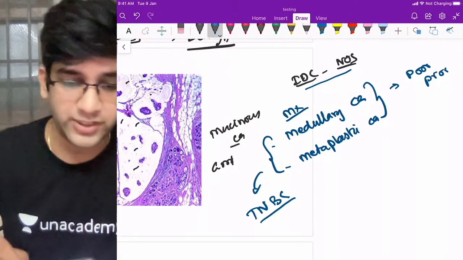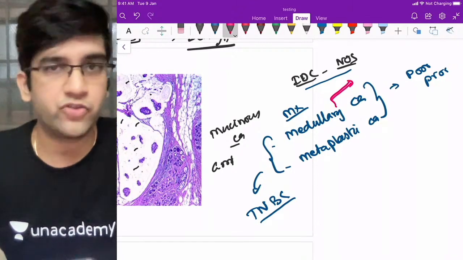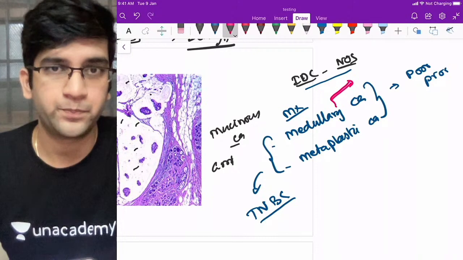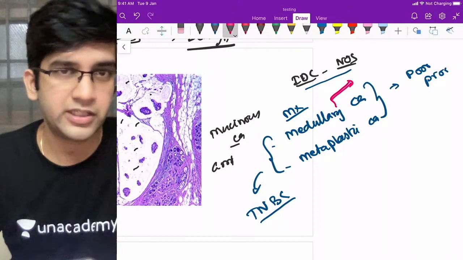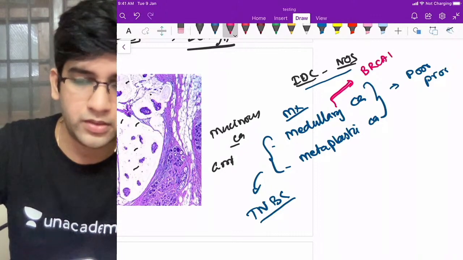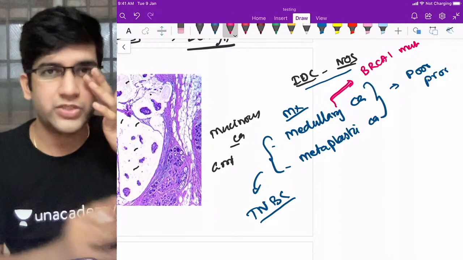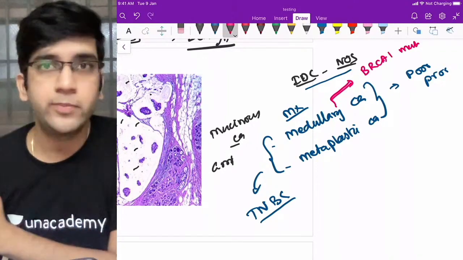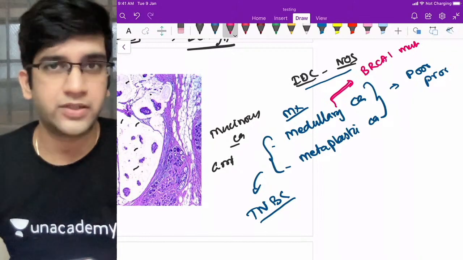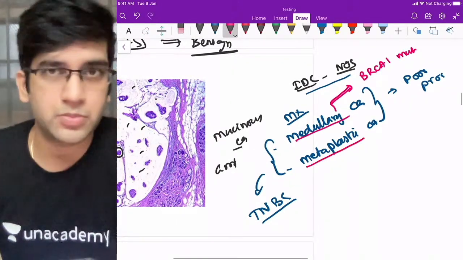And medullary carcinoma especially, not always, when I have a microscopic pattern of a medullary carcinoma, what mutation will you suspect? Microscopic medullary carcinoma, I might suspect a BRCA mutation. Again, I'm not saying always, most of the BRCA1 mutated patients will have medullary carcinoma, but not all medullary carcinoma will harbor BRCA1 mutation, right? There's an overlap, that's all fine. Okay, great. So you have medullary carcinoma and metaplastic carcinoma.